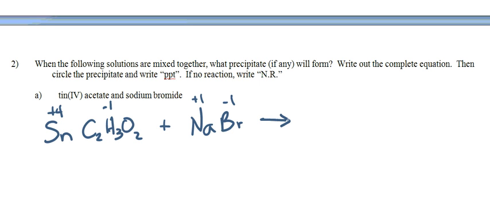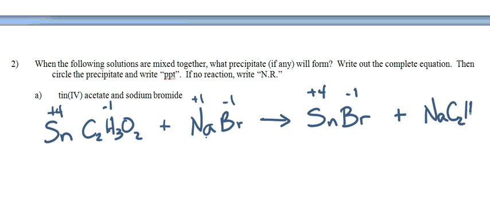Okay. So on the other side, the metals are going to switch. So we'll have tin bromide. And again, they keep their charges. So +4, -1. And then the sodium with the acetate. Remember, write the metal first. +1, -1. Okay. So it looks like that one's balanced and that one's balanced.